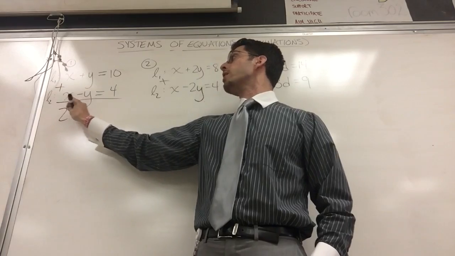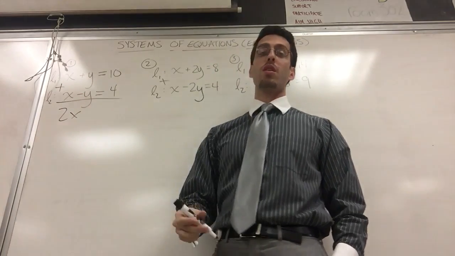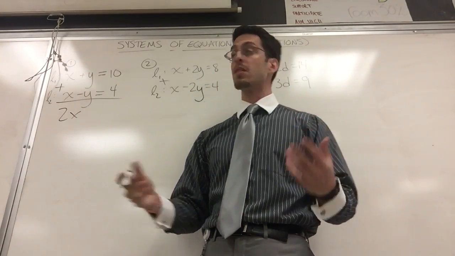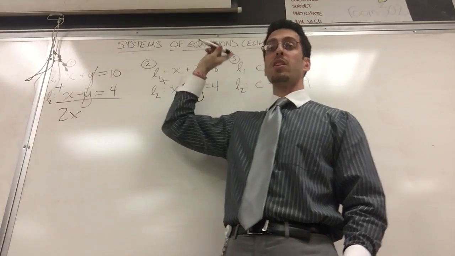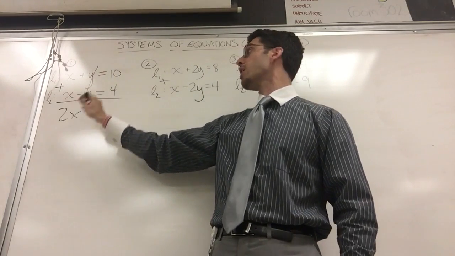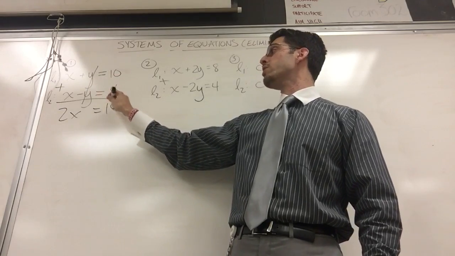x plus x is 2x, y plus negative y. The beauty of those is they're inverses, they're opposites. They will cancel. That's why it's called elimination. Equals 10 plus 4 is 14.